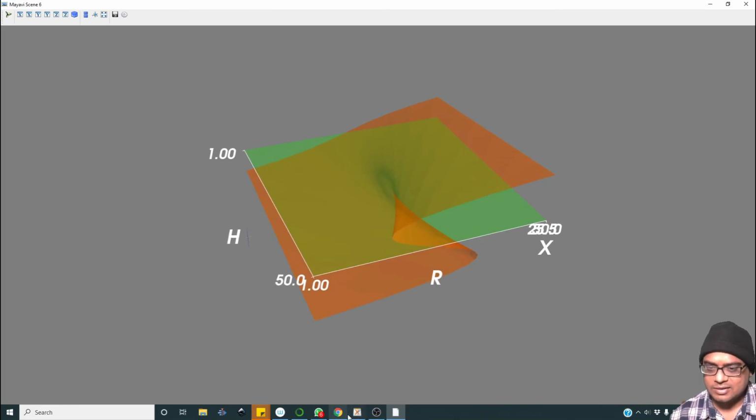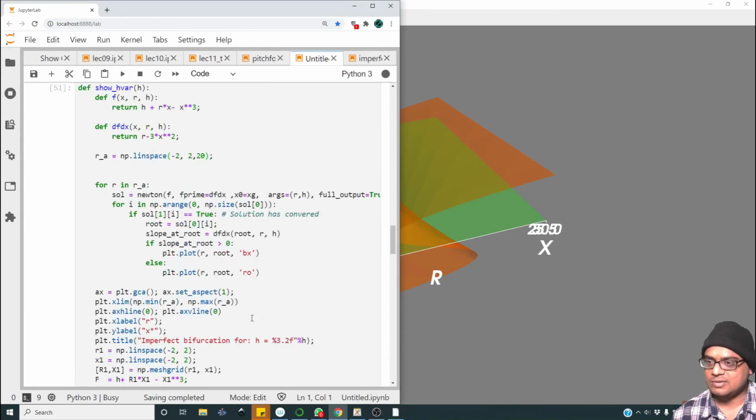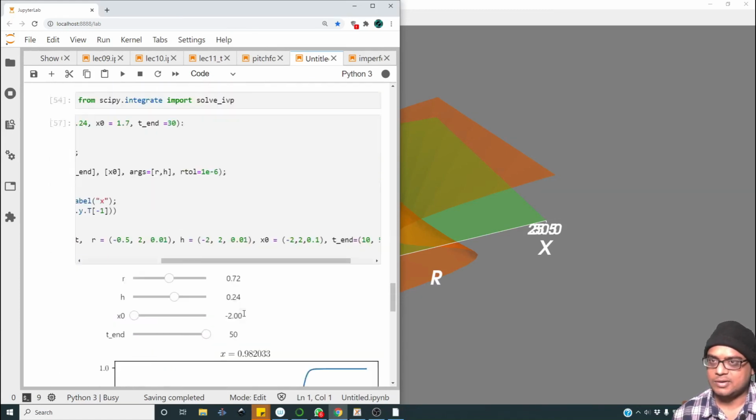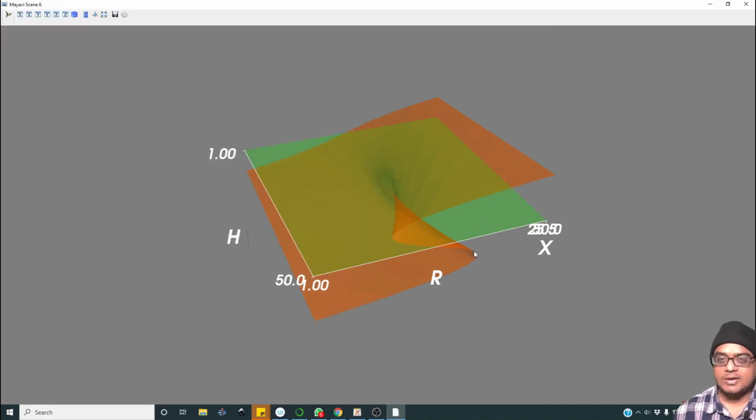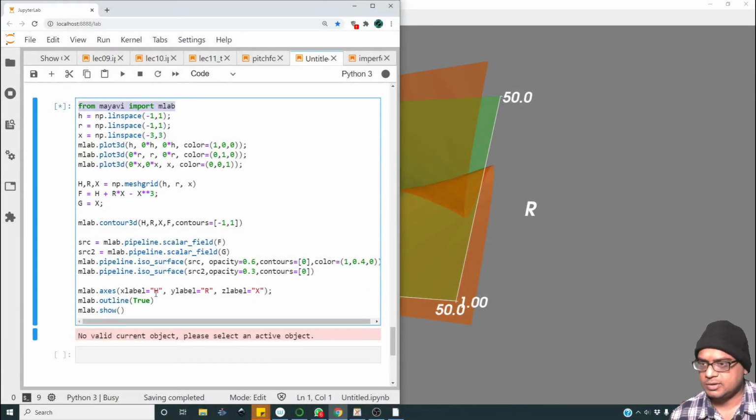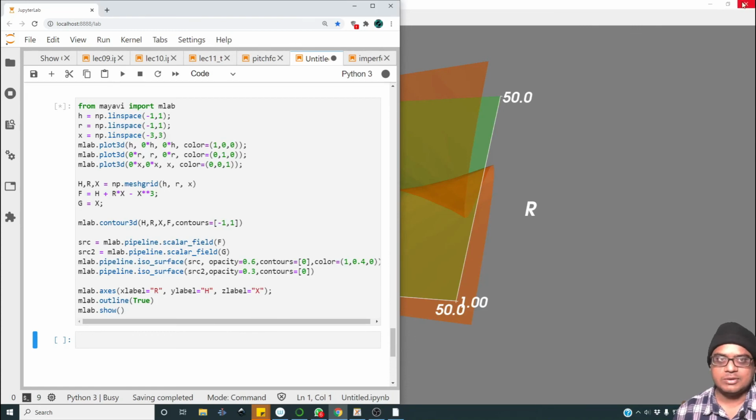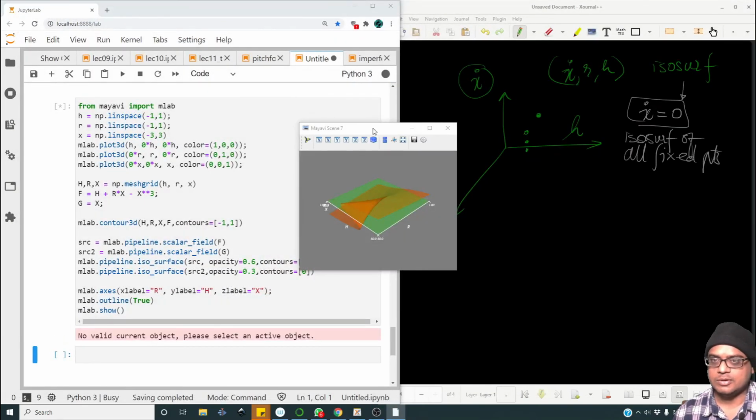In fact, the H and R are swapped. Let me quickly check this. The X level is H. Oh, it is correct. Anyway, I think the H and R axes are swapped. That swapping happens because of this meshgrid structure. That ij transpose business happens. So let me close this and redo it.